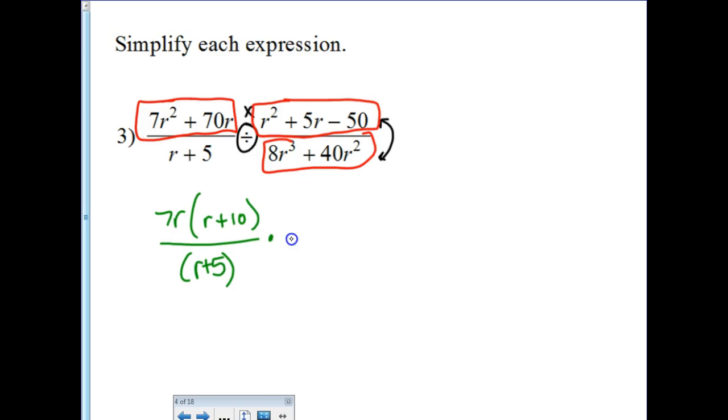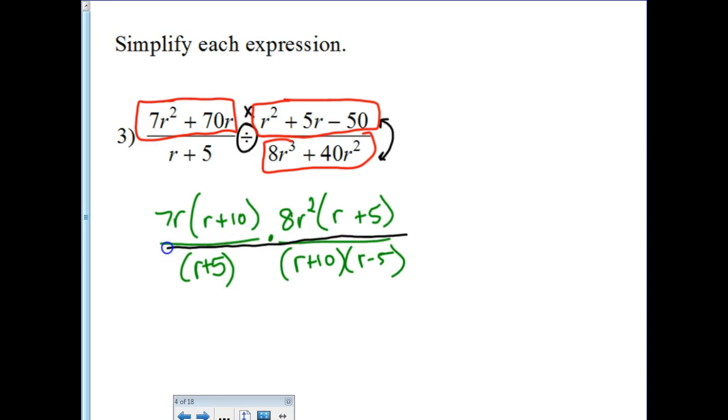Remember, we're switching this to a multiplication problem because we're going to flip this fraction around. So this now becomes my numerator, and I have a common 8r squared you could take out. So that leaves me with r plus 5. So there's your new numerator there. And then this guy moves down to the denominator, and that factors like your traditional factoring of a trinomial. So r plus 10 times r minus 5. So it's one big fraction.